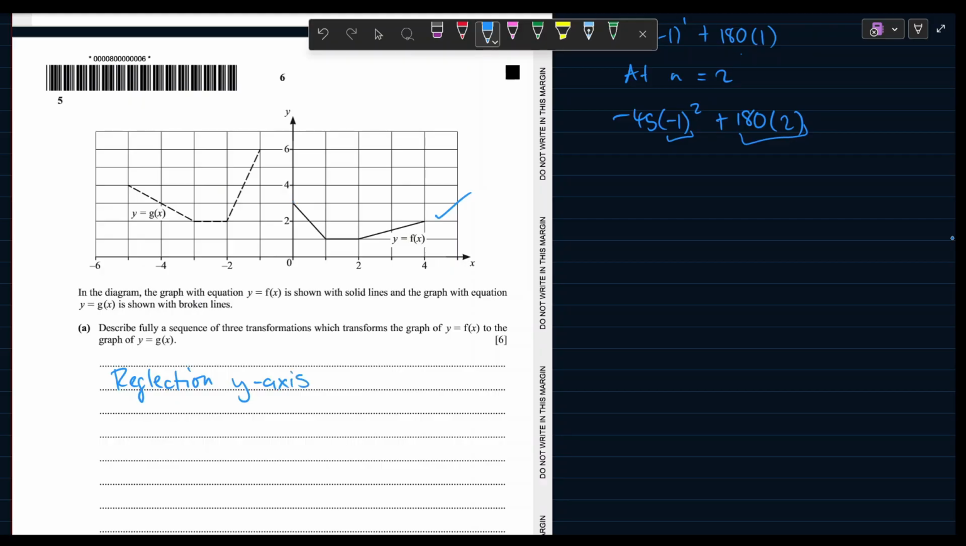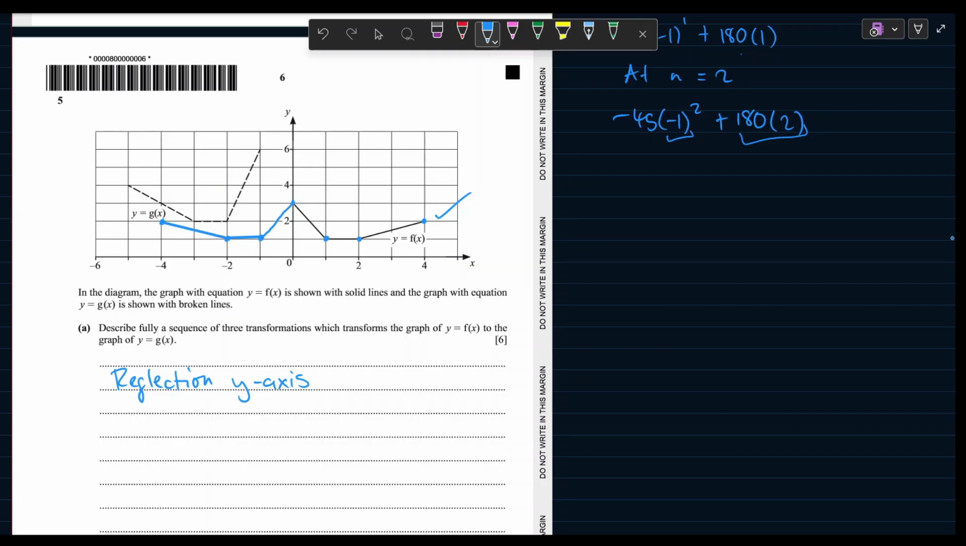So if we reflect this point, it remains exactly there. If we reflect this point, it just means that its x value is going to become negative. So it comes here. If we reflect this point, it comes here. And then finally, if we reflect this point, that's at 4, so that becomes negative 4. So this is what you're going to have just after the reflection.